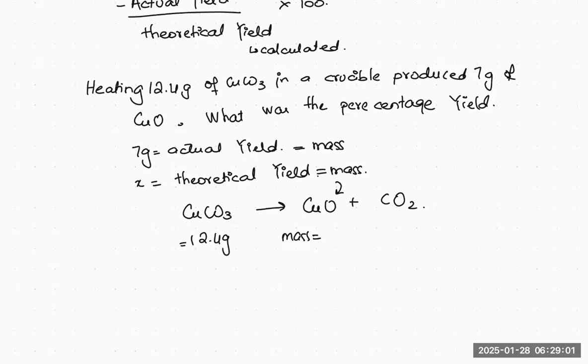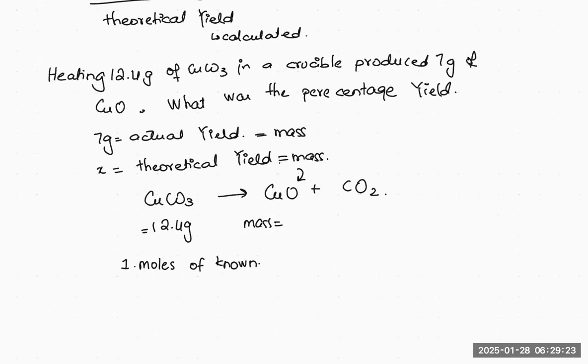So, step number one is always find the moles of known. What is known? Copper carbonate is known. So you'll find the moles of copper carbonate. How are you going to find it? We have the mass. If the mass is given to me, Shreya, what formula can I use to find the moles? Mole is equal to mass over MR. Good, correct.